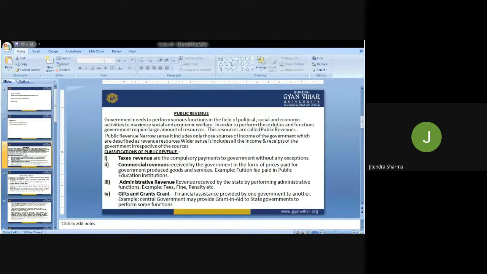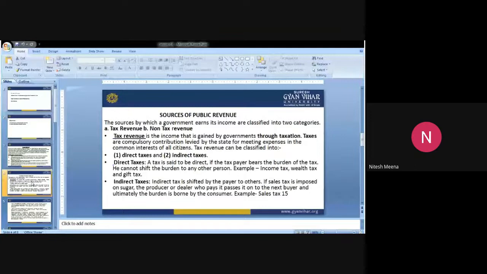Now the source of public revenue: actually, from the source, revenue came into the picture and is being collected by the government. Yes. So the source from which the government earned income.